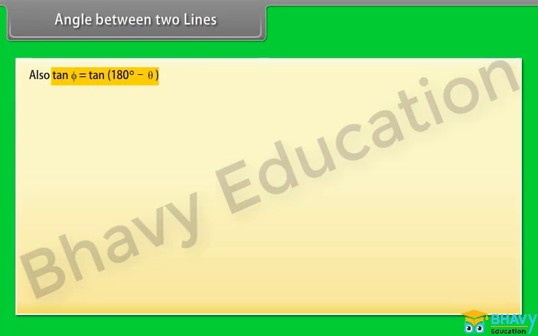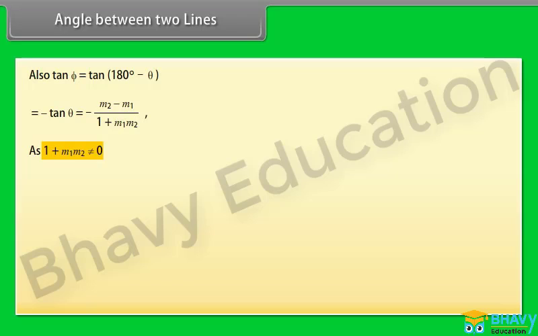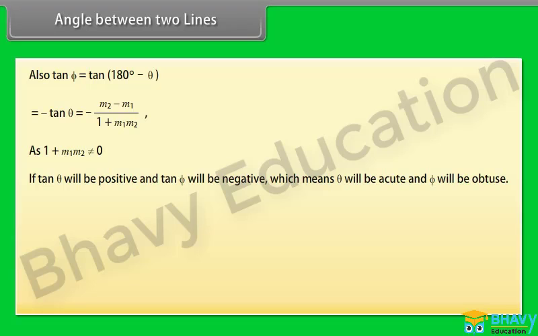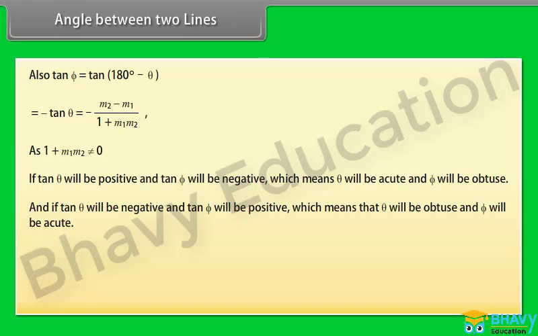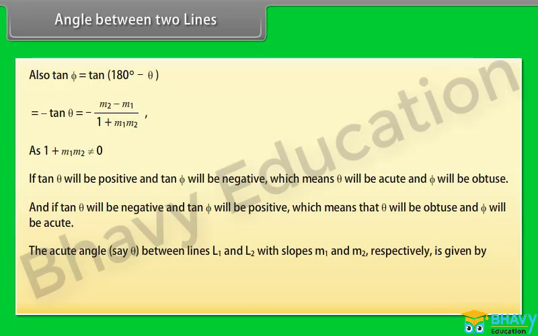Also, tan phi is equal to tan of (180 degrees minus theta), which is equal to minus tan theta, which is equal to minus (m2 minus m1) divided by (1 plus m1 m2), as 1 plus m1 m2 is not equal to 0. If tan theta is positive and tan phi is negative, it means theta is acute and phi is obtuse. And if tan theta is negative and tan phi is positive, it means that theta is obtuse and phi is acute. The acute angle, say theta, between lines L1 and L2 with slopes m1 and m2 respectively is given by tan theta is equal to modulus of (m2 minus m1) divided by (1 plus m1 m2), as 1 plus m1 m2 is not equal to 0.